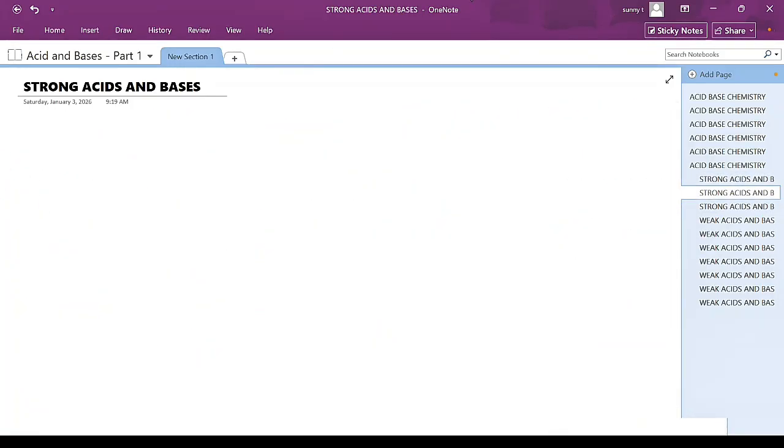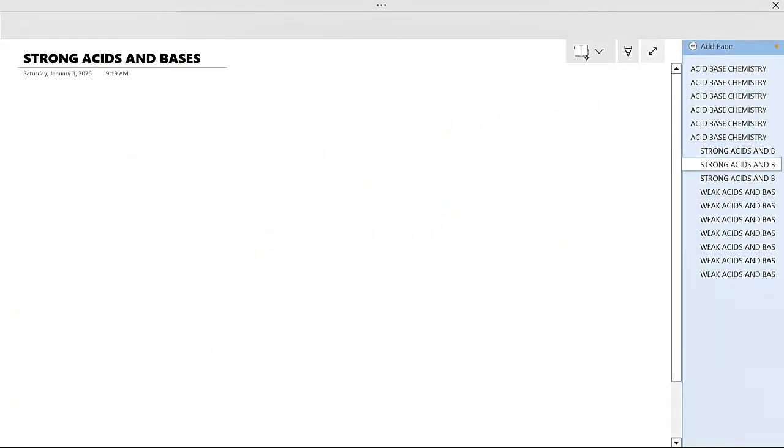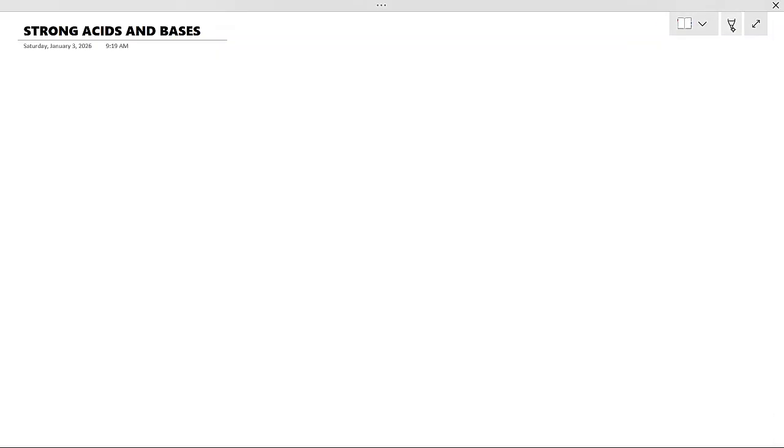So we'll continue here with strong bases. Let me go back to my blue pen. So what are strong bases? What exactly are strong bases?